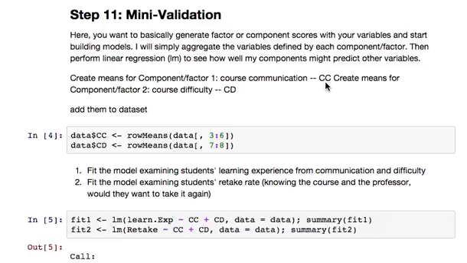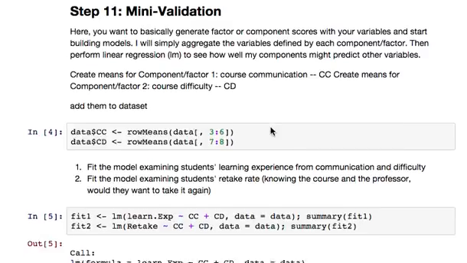The second component is going to be course difficulty, containing the difficulty of the course and naturally the workload in the course. So to create the composites, the means in this particular case, I'm going to be using the function rowMeans that is available in the base package with the data, looking at the first four items that go into the first factor and the latter two items that go into the second factor. So CC stands for course communication and CD stands for course difficulty.